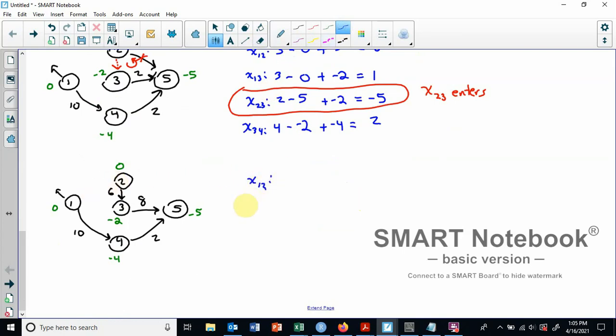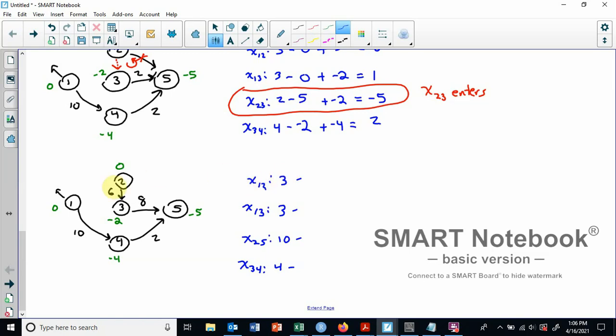1 to 2, 1 to 3, 2 to 5, and x 3 to 4. Let's get all the cost really quickly. 1 to 2 has a cost of 3. 1 to 3 has a cost of 3. 2 to 5 has a cost of 10. And 3 to 4 has a cost of 4. So now we can go about finding the rest of these reduced costs.